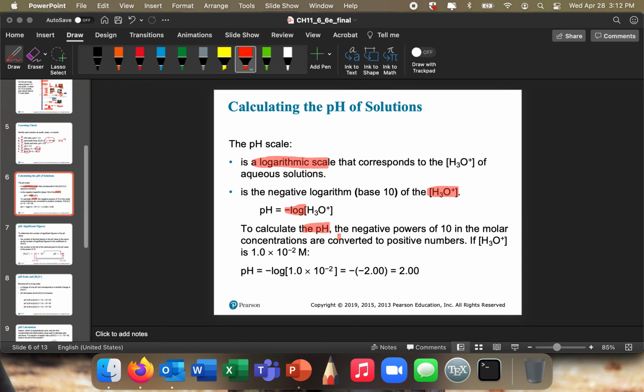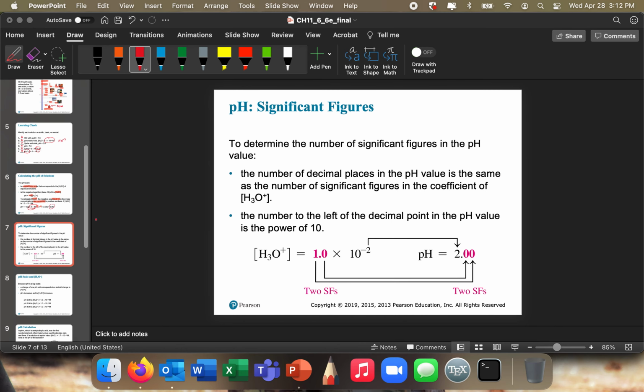To calculate pH, the negative powers of 10 in the molar concentration are converted to positive numbers, right? But we're also going to just stick it in our calculator sometimes. So look at this. The negative log of this is, by definition, the negative of minus 2, because the log of 10 to the minus 2 is minus 2. You get that? The log of 10 to the minus 2 is minus 2. That's it. So the pH of a concentration of 1 times 10 to the minus 2 is going to be 2, period.